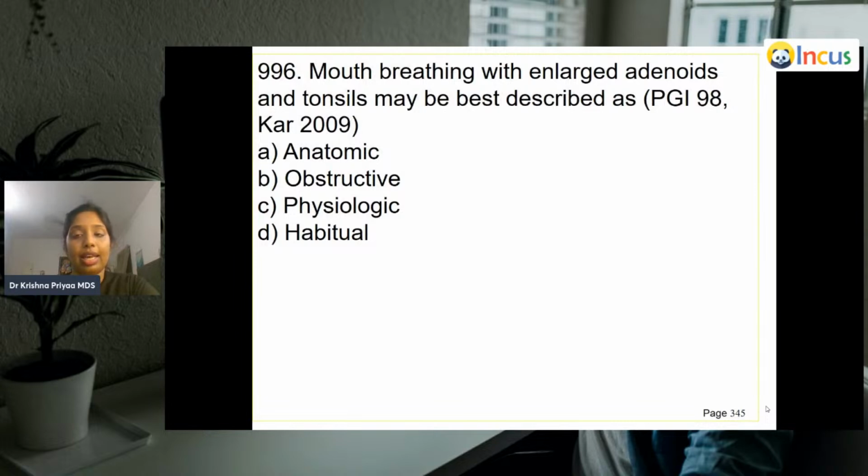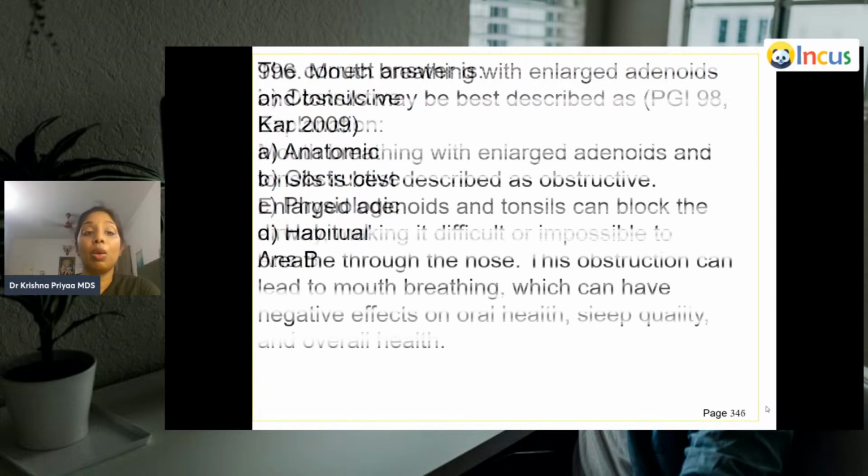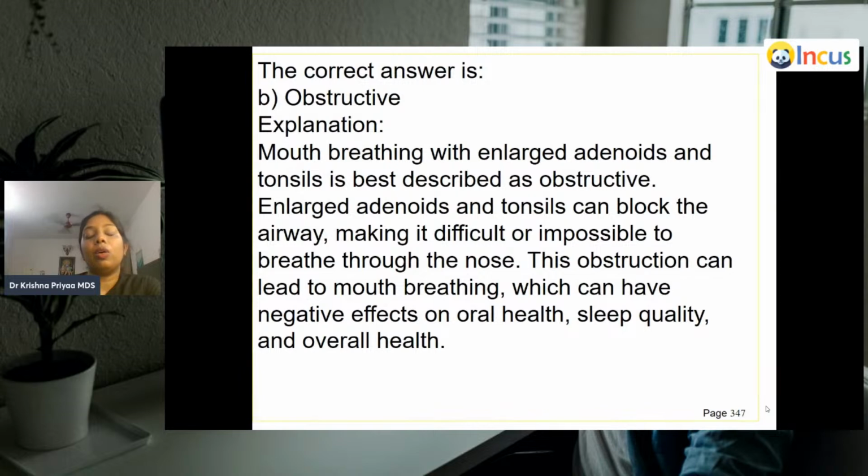Mouth breathing with enlarged adenoids and tonsils may be best described as. So here, mouth breathing is a habit because of which the adenoids are enlarged. So it cannot be anatomic. It can either be obstructive, physiological, or habitual. So it is obstructive. Why? Mouth breathing is associated with enlarged adenoids or tonsils. It's described as obstructive because these enlarged adenoids can block the airway, making it difficult to breathe through the nose.